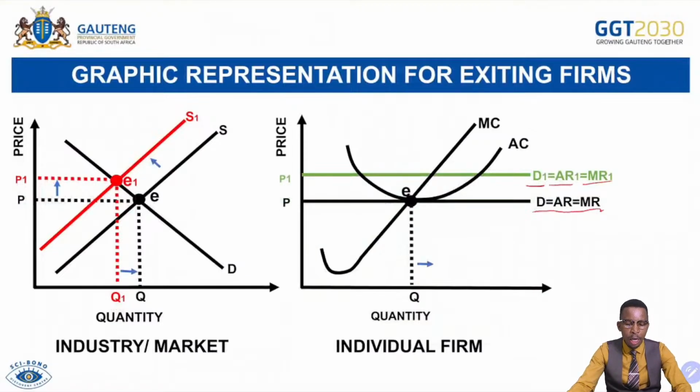Meaning if the price maybe was 60, the firm will take the price at 60 because the firm does not have influence over the price. It is the price taker. Then you see the new equilibrium position, since the firm now has to produce more.